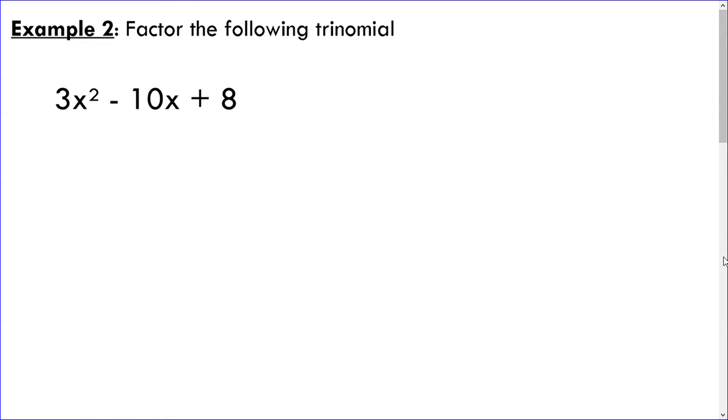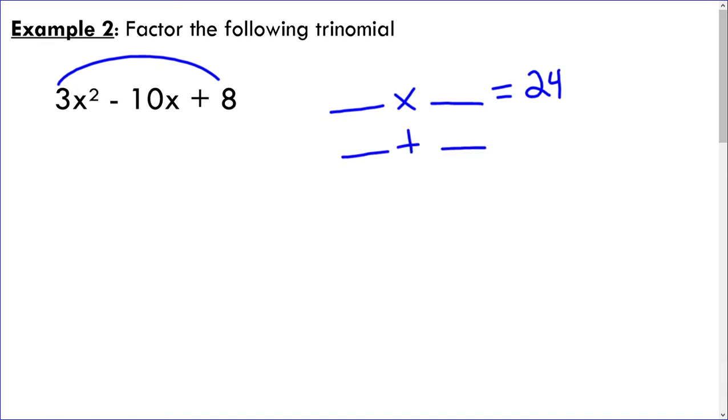So, let's take a look, and we're going to run through some together here. So, 3x squared minus 10x plus 8. We need 2 things that multiply together, and remember here we're looking for the first term times the third term, so 3 times 8 gives me 24. Then those same 2 things are going to add together to give me negative 10. So I need to try to come up with 2 things that multiply to make 24, and those same 2 things can add together to give me negative 10.